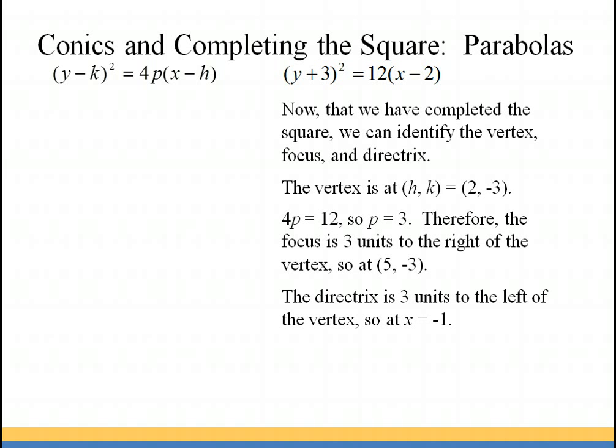The directrix is on the other side of the vertex, but the same distance away from the vertex as is the focus. So it's going to be 3 units to the left of the vertex. So that means that we're going to take 2, which is our x-coordinate of the vertex, and subtract 3, which puts us at -1. Now remember, your directrix is a line, so you need to give an equation for the line. So it's going to be a vertical line at x = -1.